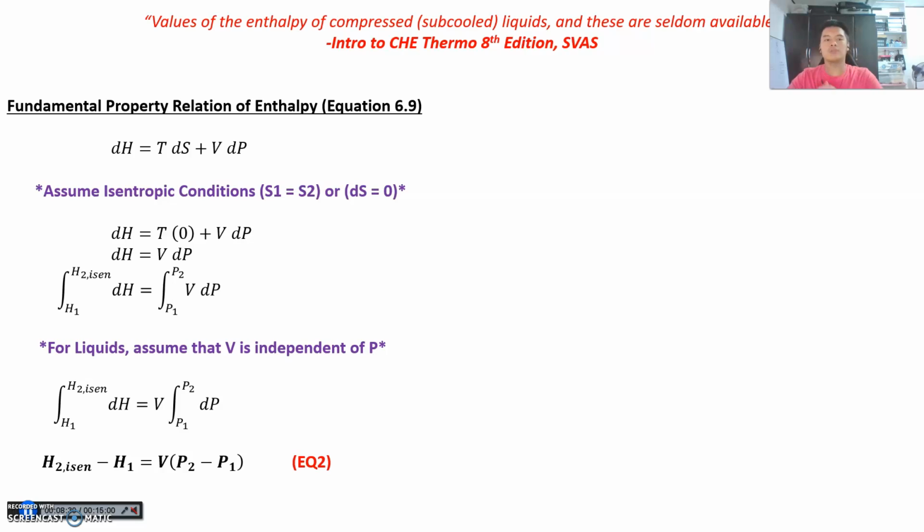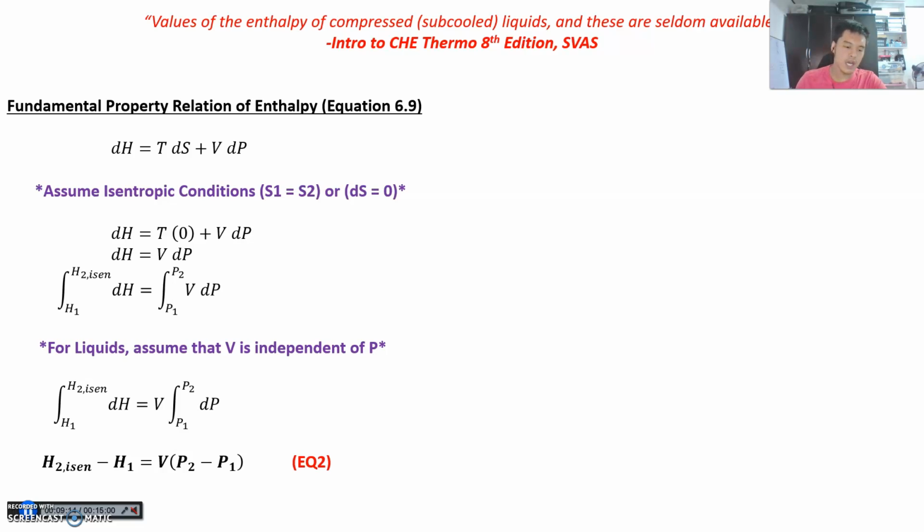We will go back to the fundamental property relation of enthalpy. You can find this in the same book, Chemical Engineering Thermodynamics 8th edition, equation 6.9, where the differential of enthalpy is equal to the temperature times the differential of entropy plus the volume times the differential of pressure. If we assume isentropic conditions, meaning that the inlet entropy is equal to the outlet entropy, or in other words, the differential of entropy is equal to 0, we would have this equation. Then integrating it with respect to enthalpy and pressure, and assuming that for liquids, volume is independent of pressure, we put the volume outside of the integral sign, and we will have equation 2.